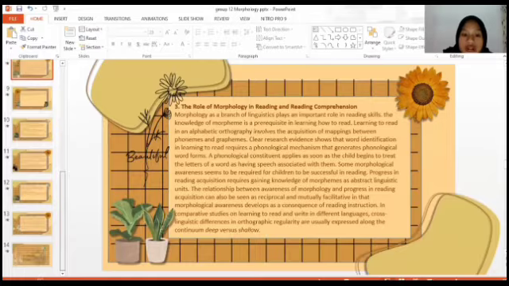Three. The role of morphology in reading and reading comprehension. Morphology, as a branch of linguistics, plays an important role in reading skills. The knowledge of morphemes is a prerequisite in learning how to read.